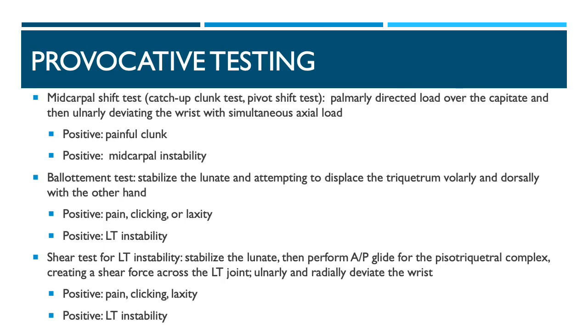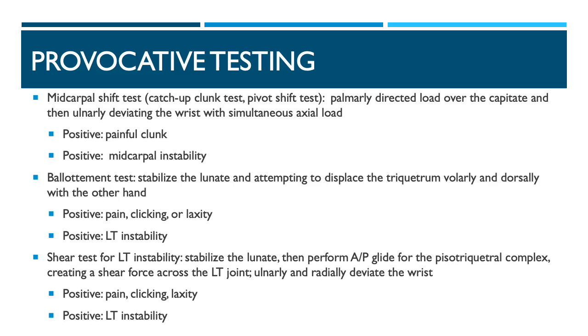The mid-carpal shift test is the catch-up or clunk test, or sometimes you'll hear it called the pivot shift test. It's a palmarly directed load over the capitate and then ulnarly deviating the wrist with simultaneous axial load. This would result in a painful clunk as you're moving and indicate that there's some mid-carpal instability.